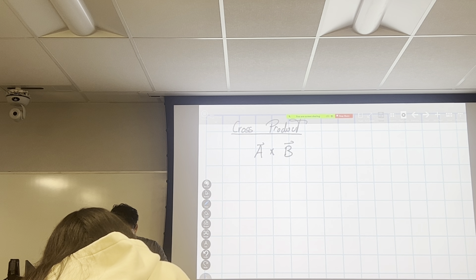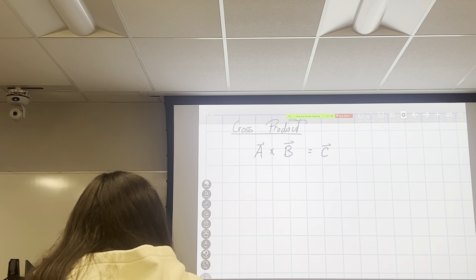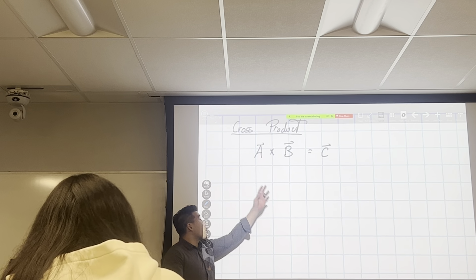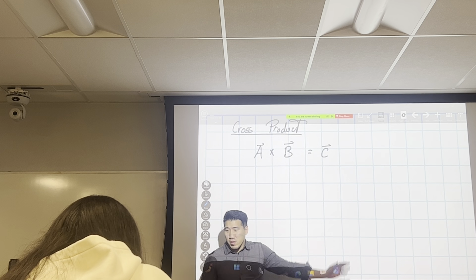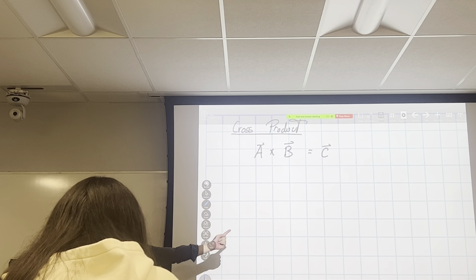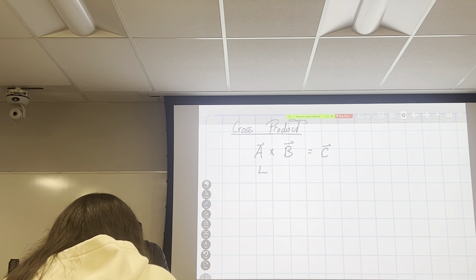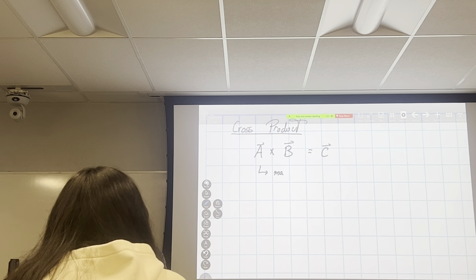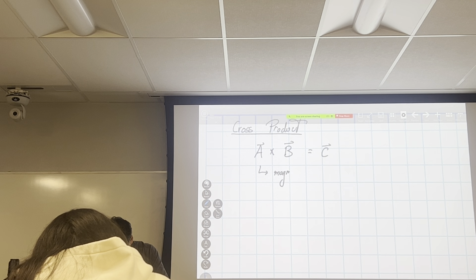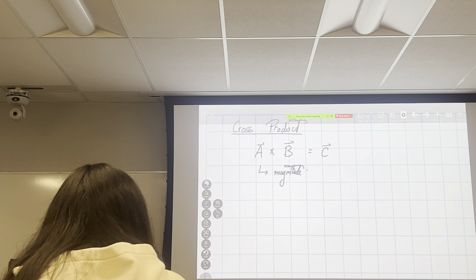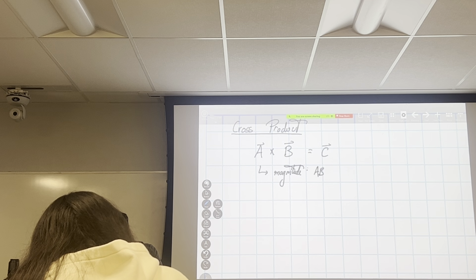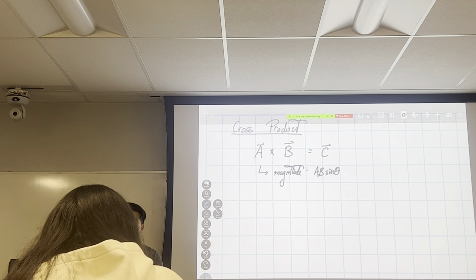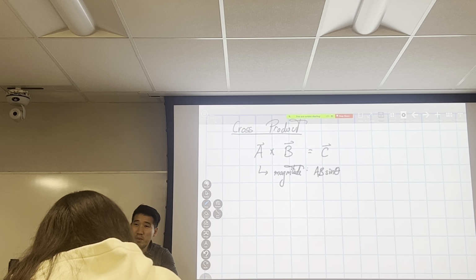A cross B will equal, let's say, C. Two vectors are going to be crossed to form another vector. Because the product is a vector, we need to go over the magnitude as well as the direction. The magnitude is given by this: the magnitude of A times the magnitude of B times the sine of the angle in between them. So it's AB sine of theta.